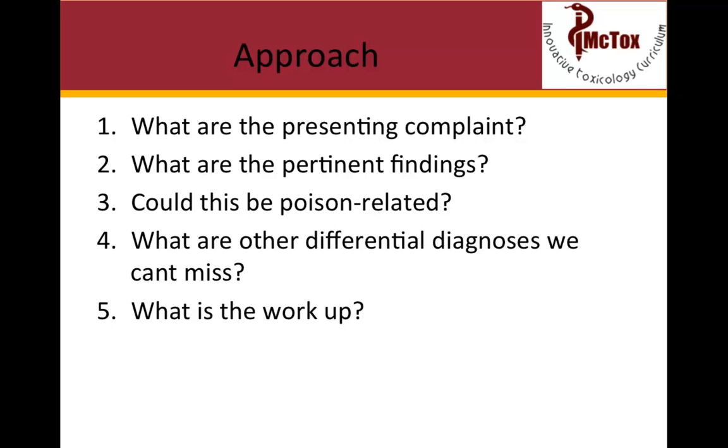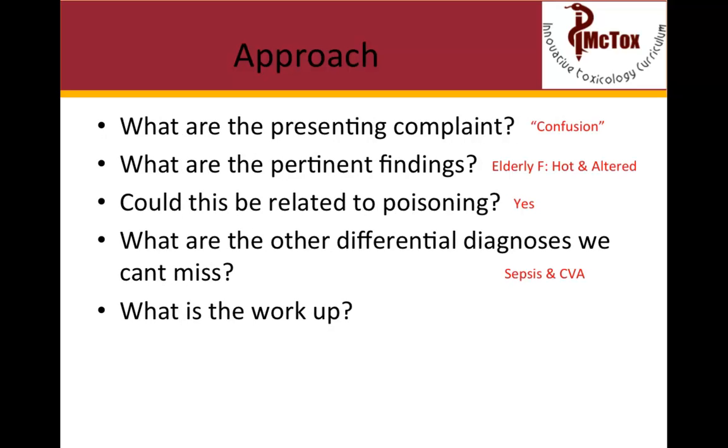Shown here is a simplified approach to a possible tox case. There are 5 questions we need to answer, starting with 1, the presenting complaint, 2, pertinent findings, 3, is this poison related, 4, what other diagnosis can't we miss, and 5, what will be the workup. Answering these questions allows us to delineate the investigations required to reach the diagnosis and prevent missing important findings.